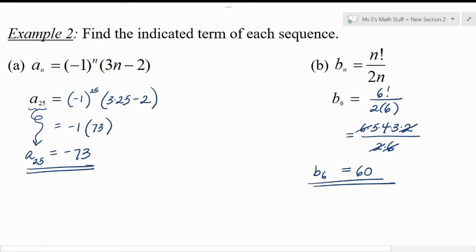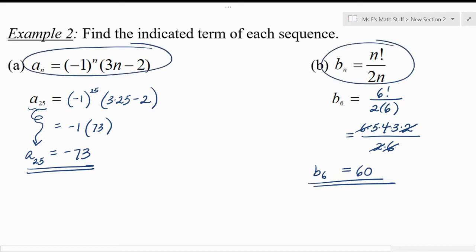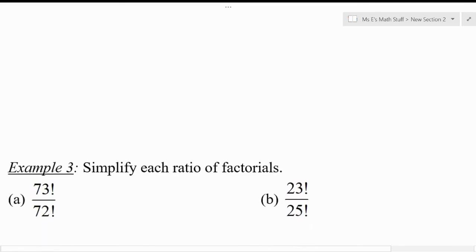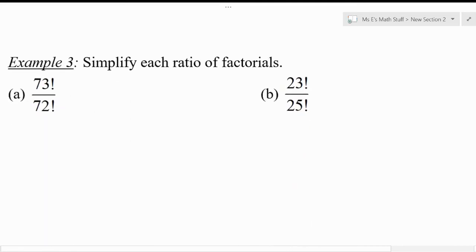So a comment before we move on. These definitions, when the way they define the terms is like this, are called extrinsic definitions, where you don't have to build the terms up one at a time. You could just jump to any term you want. So jump to the 25th term or jump to the 6th term. So those are extrinsic definitions. So fun vocabulary.